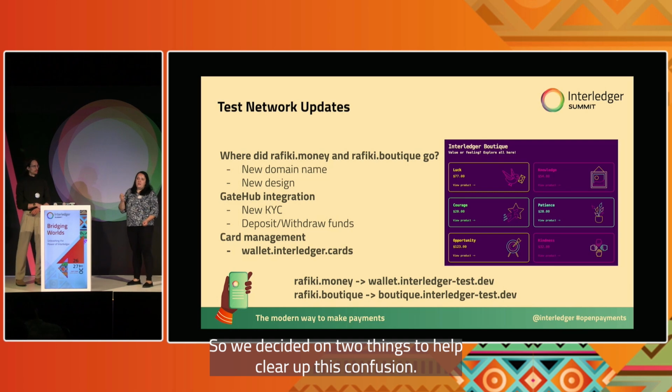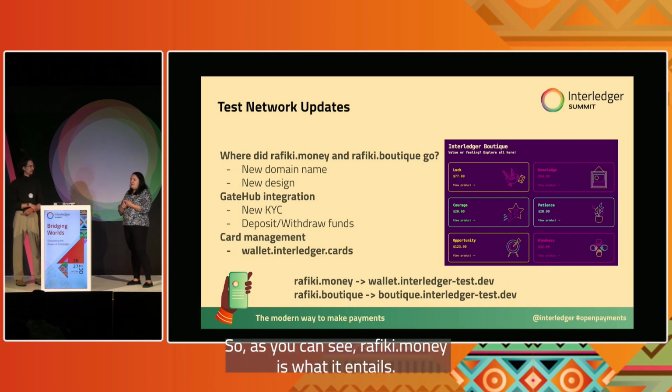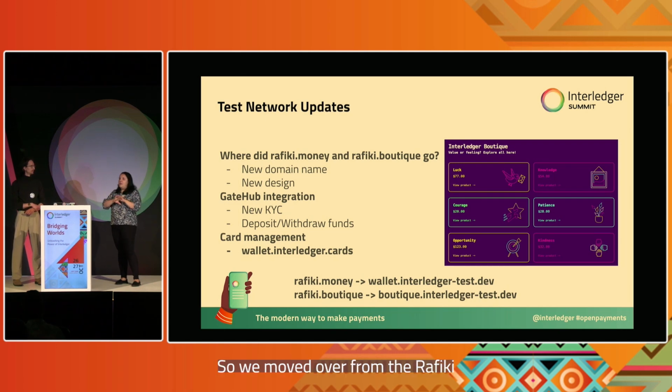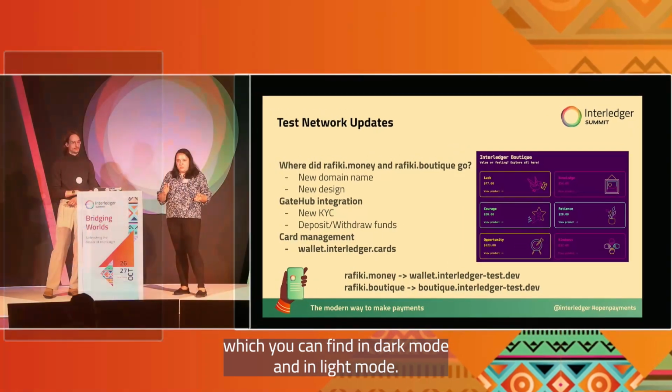So we decided on two things to help clear up this confusion. The first thing is a domain name change. As you can see, Rafiki.money is now wallet.interledger-test.dev, and Rafiki Boutique is boutique.interledger-test.dev. This is one big change, and the next big change is a new design. We moved over from the Rafiki Interledger design to a new Angular, more flat design, which you can find in dark mode and in light mode.